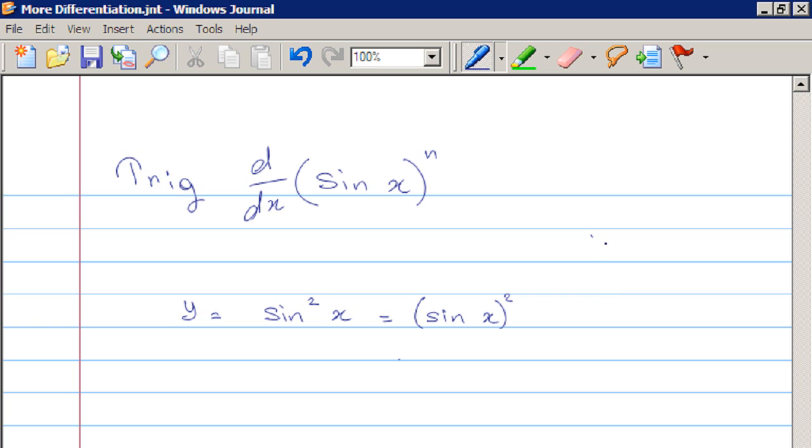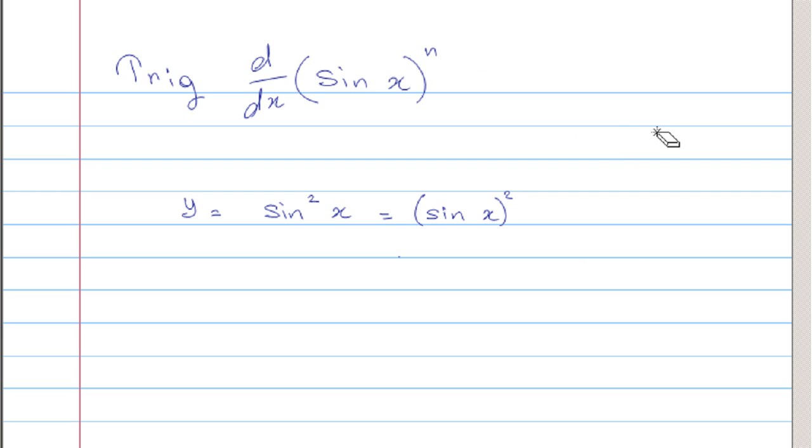Okay, now differentiating this is no different to differentiating functions of the type f(x) to the power n. And in this case, f(x) just happens to be a trigonometric function. So let's see how we can differentiate this. And as always, I'll go through a t substitution. I'll show you the longer method, and then I'll also go through the quick way of doing it.